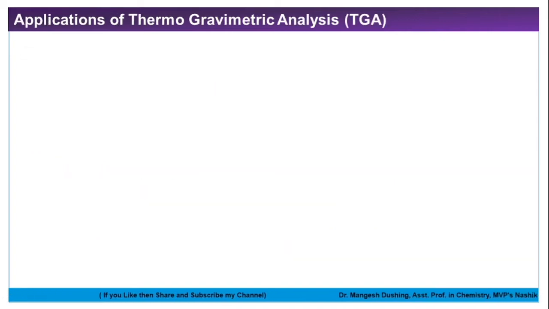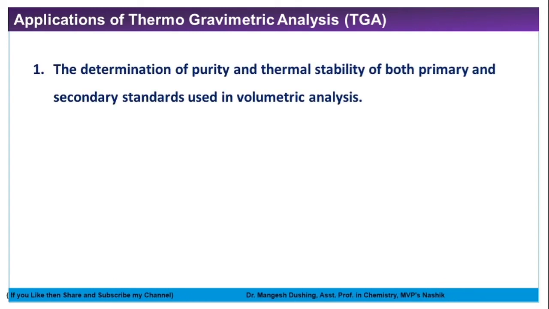Now we see the applications of thermogravimetric analysis. Some of the important applications are: the first one is the determination of purity and thermal stability of both primary and secondary standards used in volumetric analysis. Thermogravimetric analysis is an important technique for the assessment of purity of materials such as analytical grade reagents, which are used as primary standards in volumetric analysis.